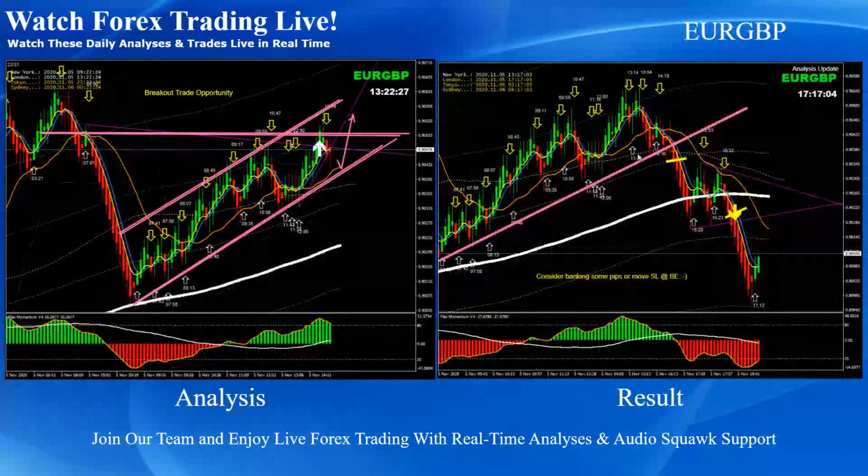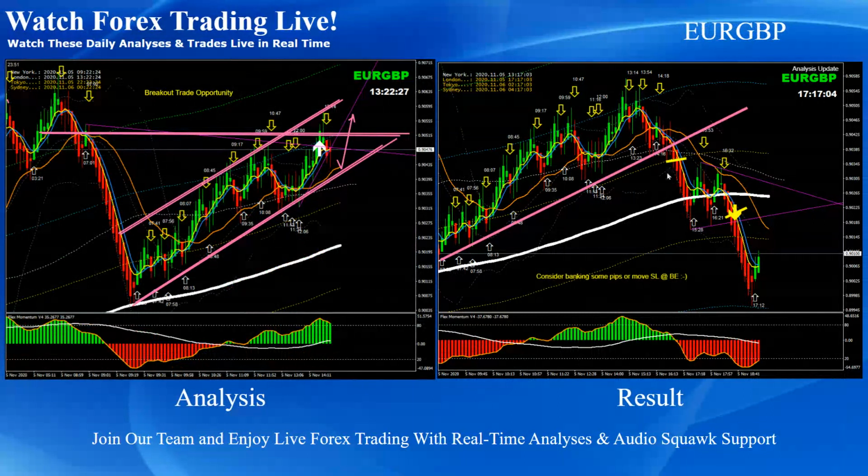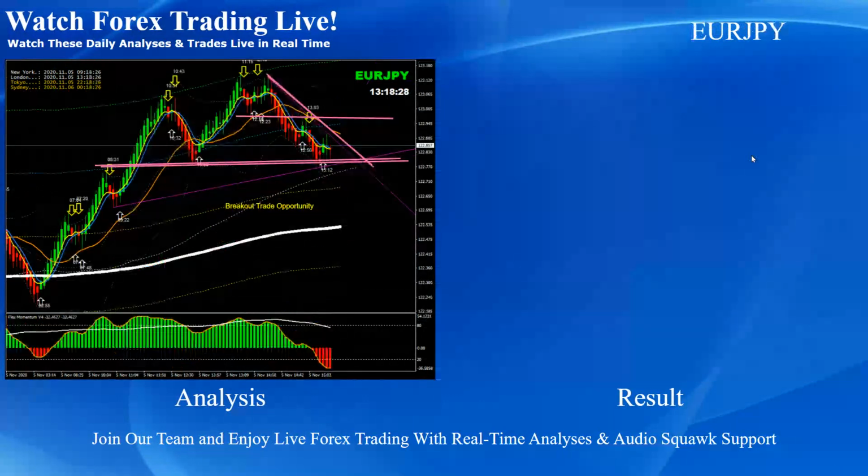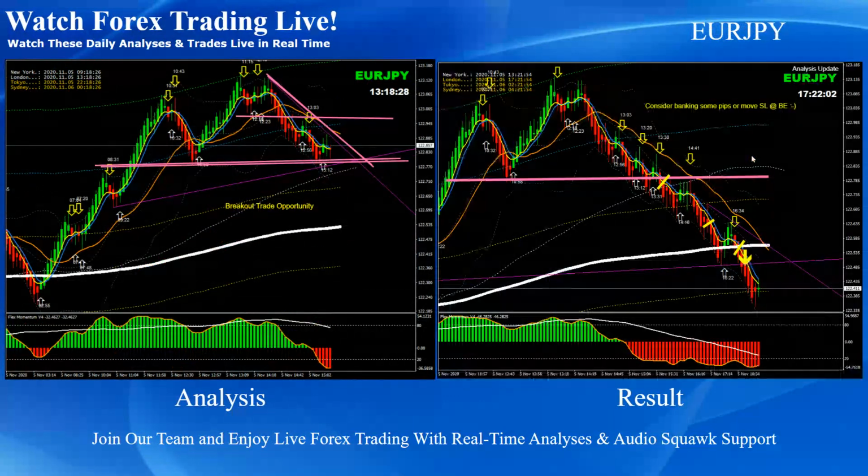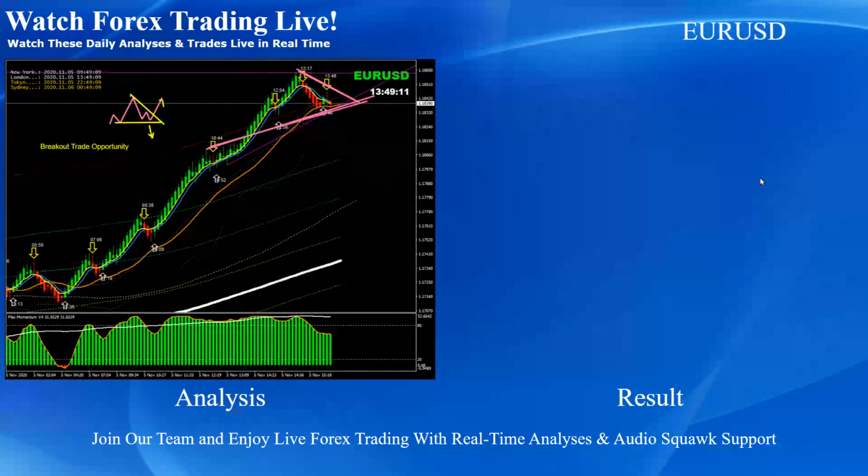Euro pound, pretty straightforward. You can see this was the channel breakout. We were expecting a pullback, but as you can see, the price refused to break this orange EMA and made a beautiful breakout. And afterwards, as always mentioned, based on the momentum, we announced another pullback short trade. Euro yen, pretty straightforward. You can see beautiful breakout. After the breakout, we have two more beautiful pullback short trades on euro yen.